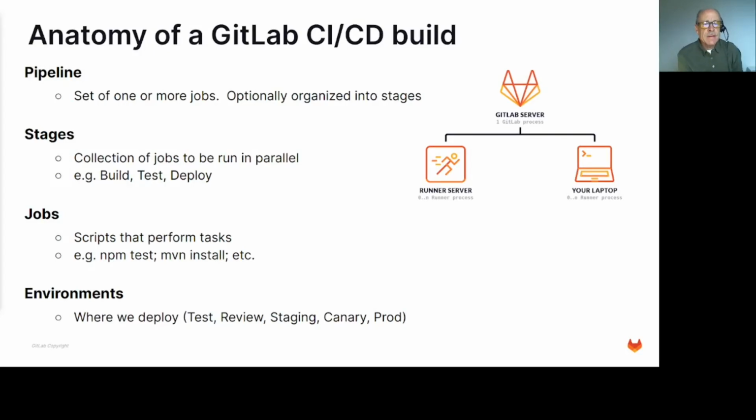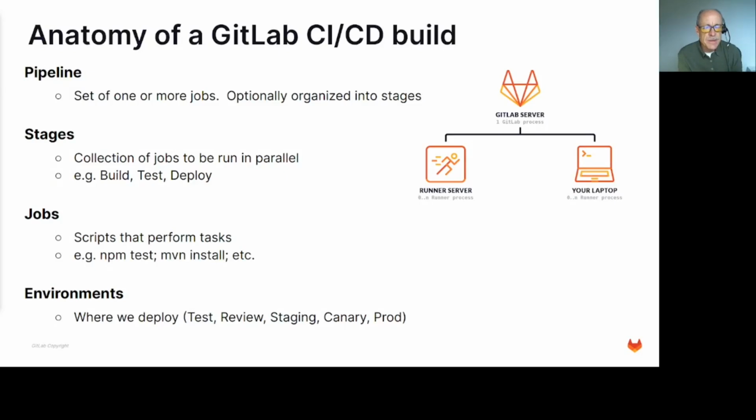Let's step back a minute and look at the terminology that GitLab uses for describing a pipeline. So when we talk about a pipeline, the pipeline is the largest unit of work to be done, and typically it's going to be organized into stages. Stages are a logical grouping of jobs that pertain to a specific phase of the pipeline. Things in a stage can be run in parallel, which improves performance. And if you think of stages, typically they're going to be things like build, test, deploy.